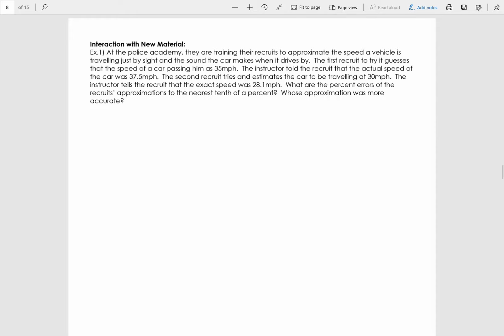Let's use yellow for the first recruit. It says the first recruit to try it guesses that the speed of the car passing him is 35 miles per hour. And that's his approximation because he's guessing it. But the actual speed was 37.5 miles per hour. So this is going to be our exact.